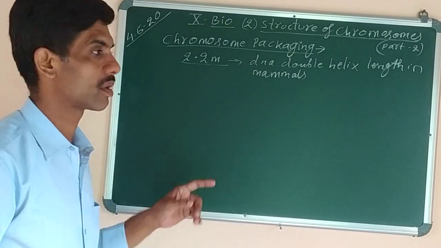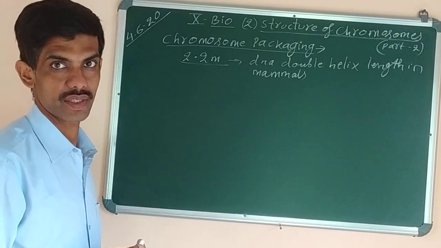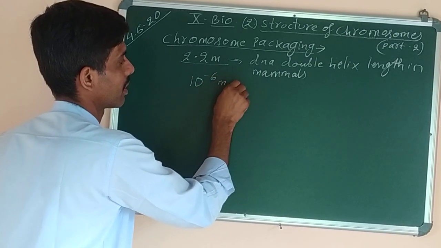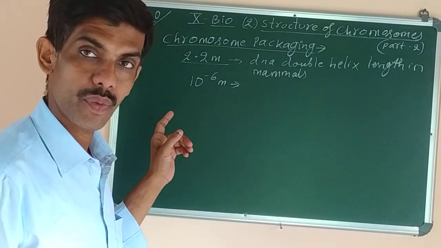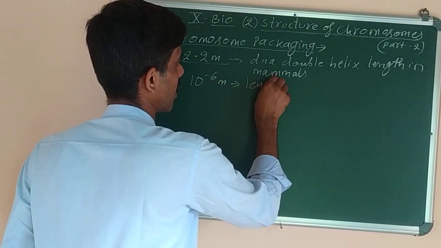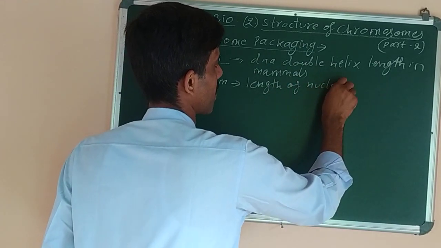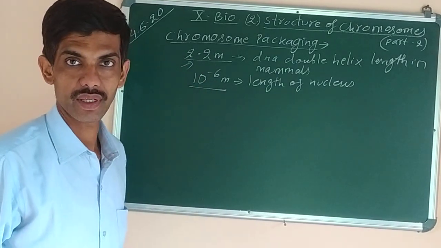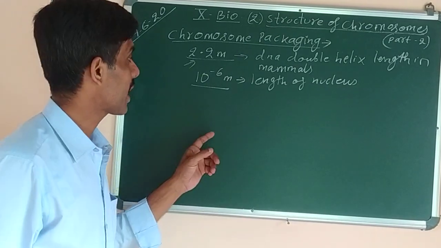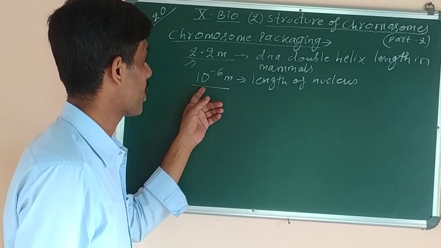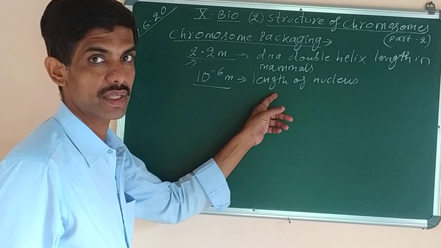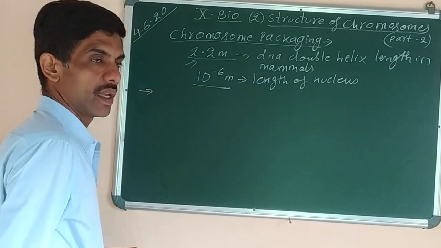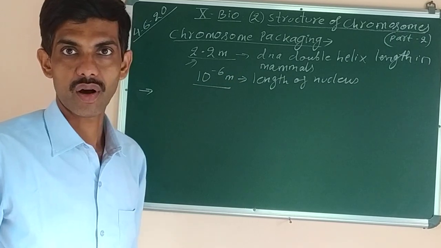Now, such a long polymer is packed inside a typical nucleus whose dimension is only 10 to the power minus 6 meter. In such a small nucleus, how is such a long polymer packed? The nucleus, of the order of 10 to the power minus 6 meter, accommodates a 2.2 meter long DNA double helix molecule. So the answer is, this is possible by DNA packaging or chromosomal packaging.